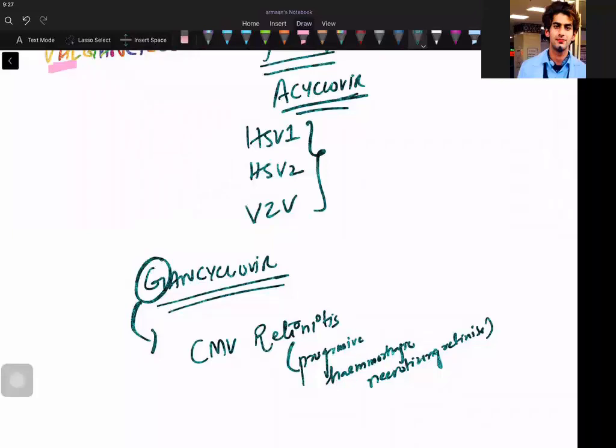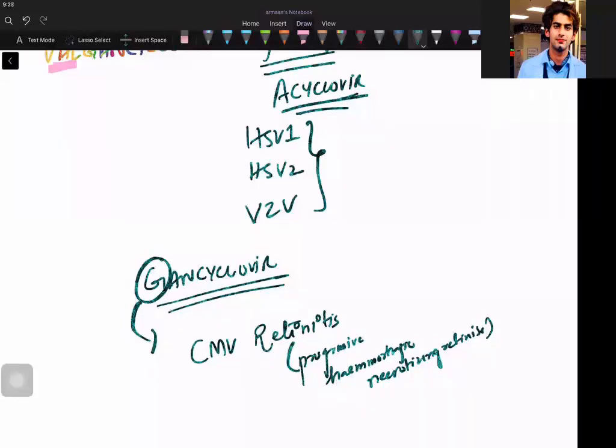And it's not that they will come to you with a unilateral presentation, meaning one eye. About 50% of patients with CMV retinitis will be bilateral at presentation. So these are some things you need to study in pathology and ophthalmology. Okay. So we are treating this condition with ganciclovir.